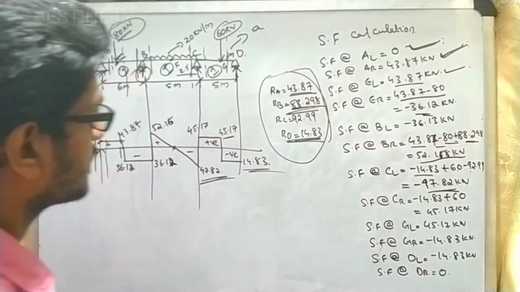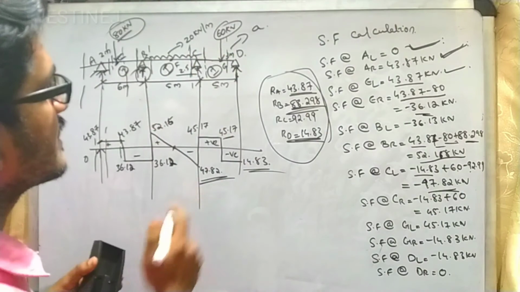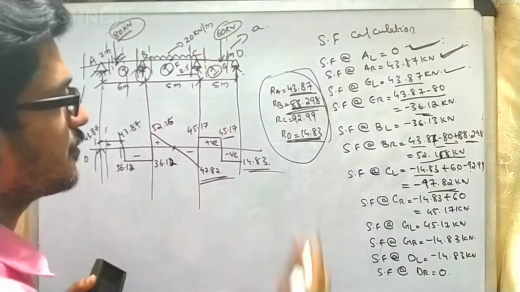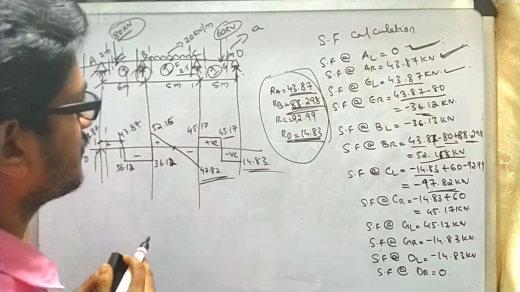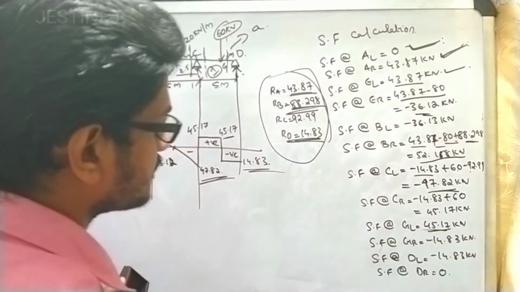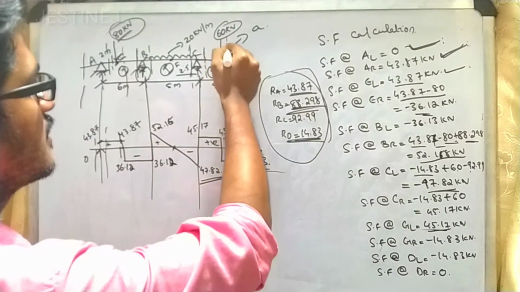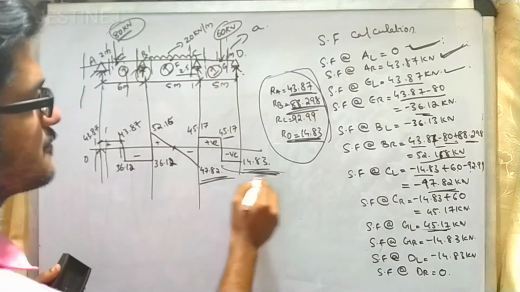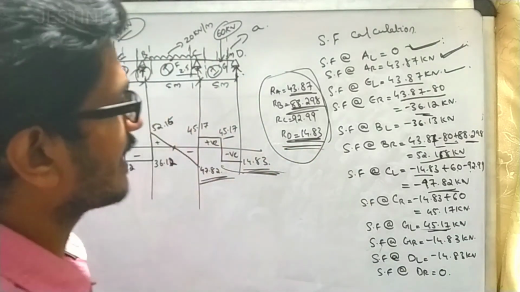and you will finally get the value as 47.82. Okay, and if you are taking a section to the right of C, there will be 60 and this 14.83, and you will finally get the value as 45.17. And finally if you consider the section here, you will get the value, only this force 14.83 reaction is acting, and you can easily draw this diagram.